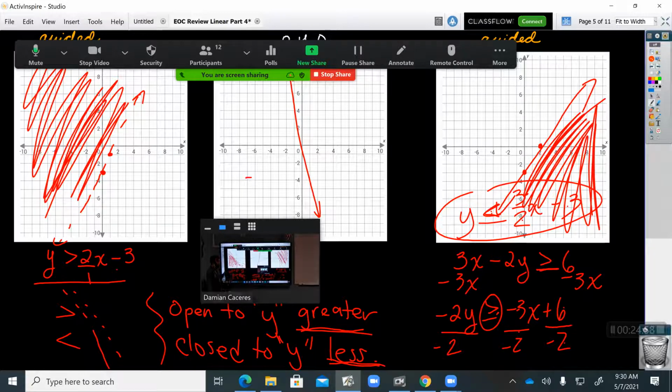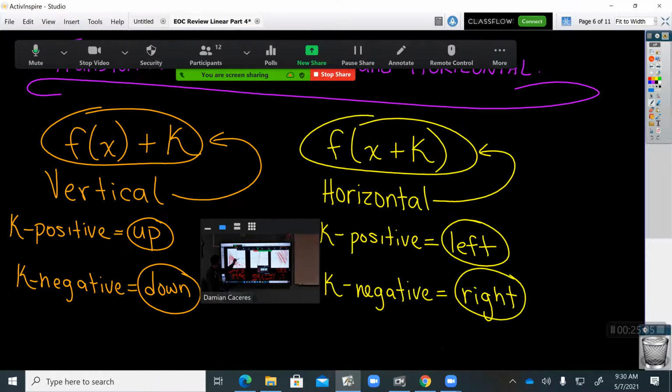All right, on the next section, we're going to start with transformations. So it's not that many pages, but make sure you write the rules again. What we're going to work on is only vertical and horizontal for this review. Only vertical and horizontal. So go ahead and copy these notes and I'll explain them to you in a couple.